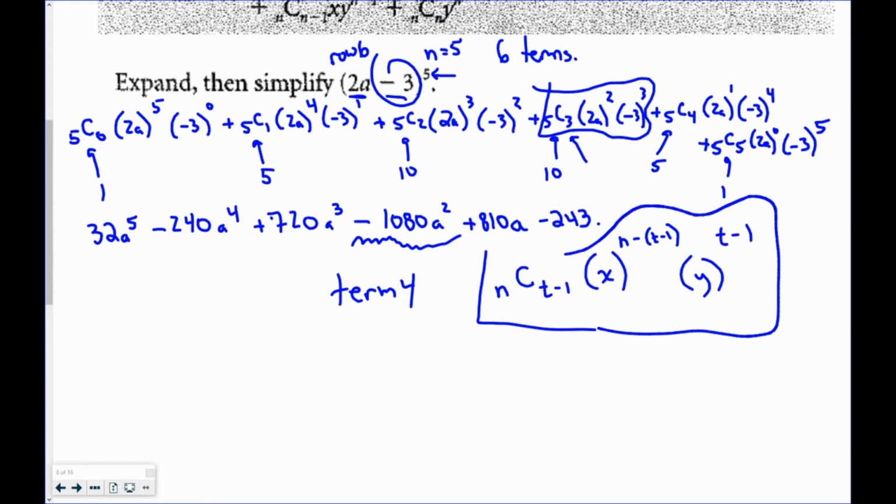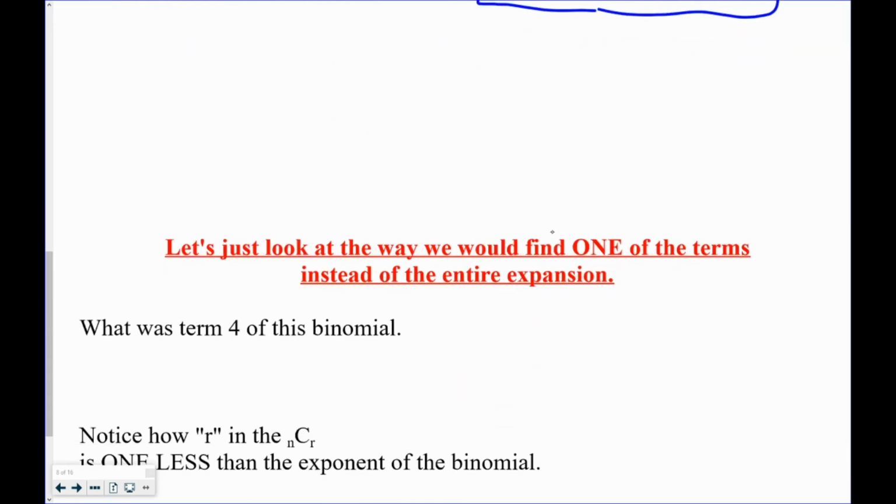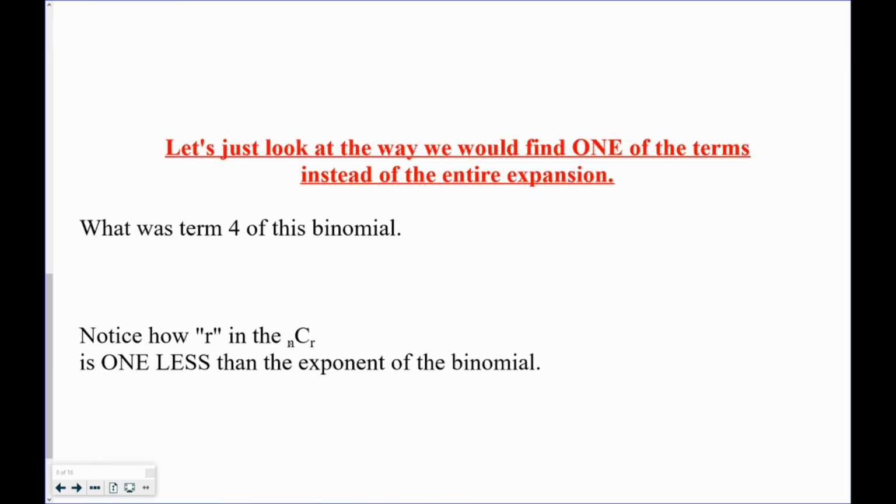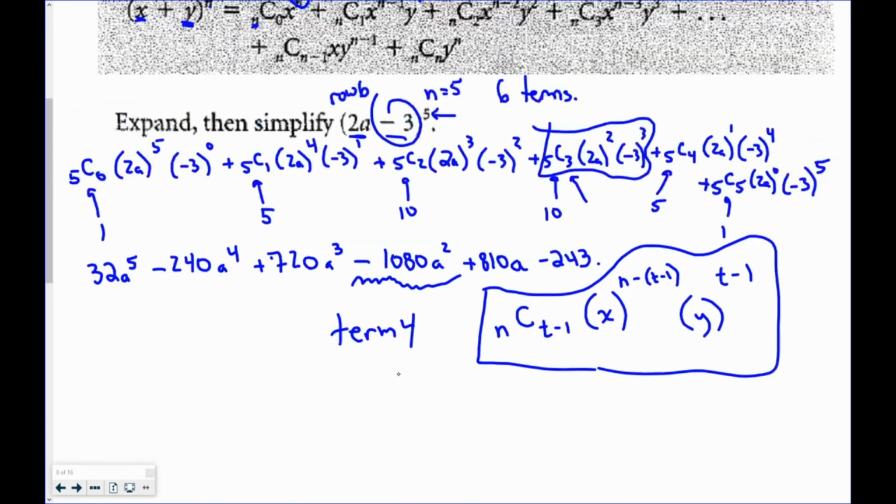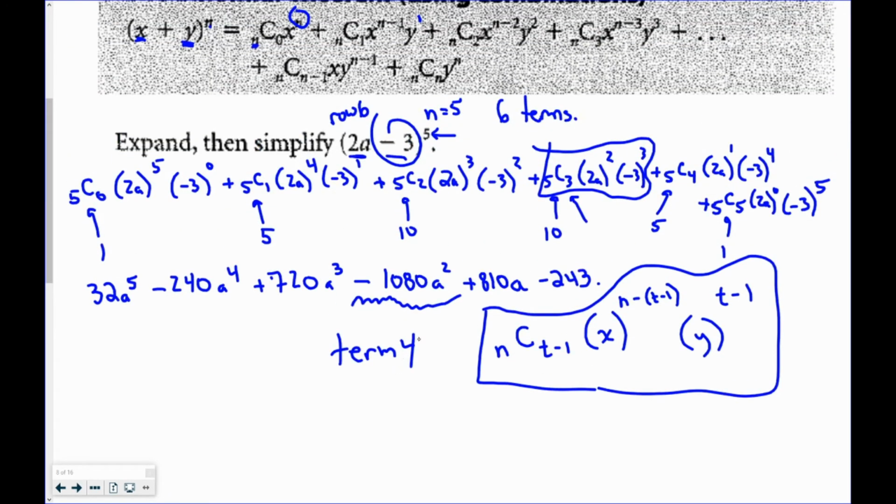This is on your formula sheet. I believe they use different letters. However, this formula is on your formula sheet. So if we wanted to find a specific term, we could use this formula. Again, I'm pointing out how the R value in nCr is 1 less than the exponent of the binomial. So if they're asking for term 4, remember, you go the term minus 1, and that gives you that number. And then n is whatever number this is, x is whatever is here, y is whatever is here, and everything else you know.